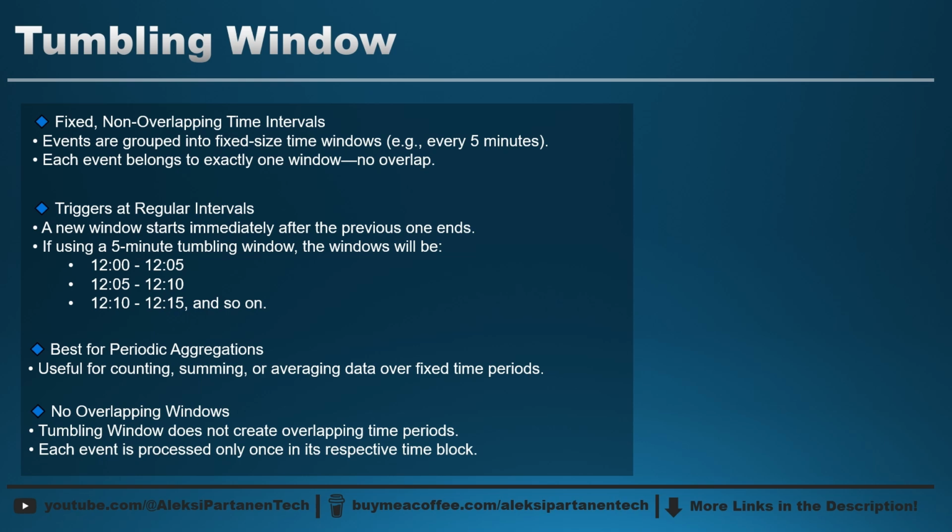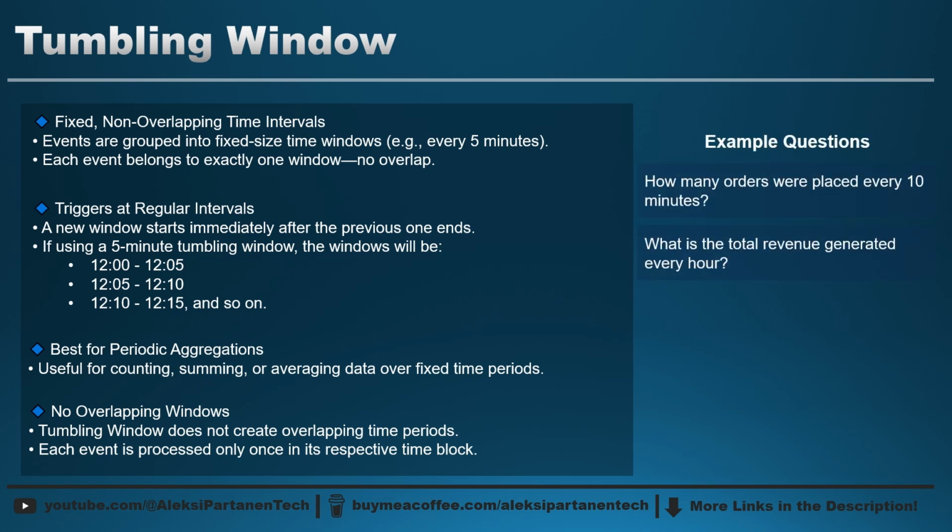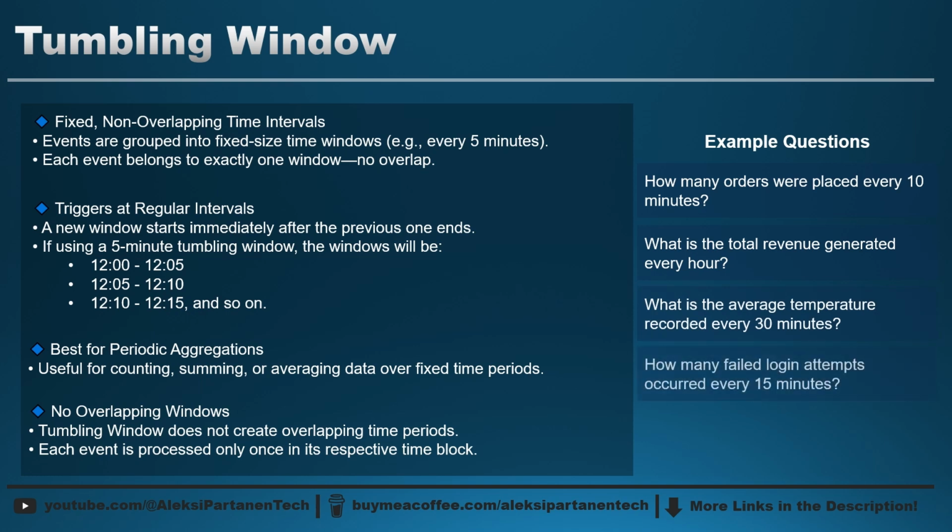This window type can be used to answer questions like how many orders were placed in 10 minutes, what is the total revenue generated every hour, what is the average temperature recorded every 30 minutes, how many failed login attempts occurred every 15 minutes. So basically, if in the DP-700 exam you get a question about something that points to fixed time intervals without any overlap, then go for the tumbling window as your answer.